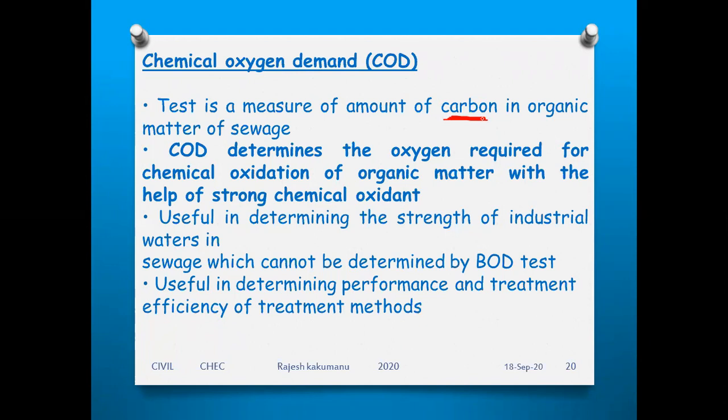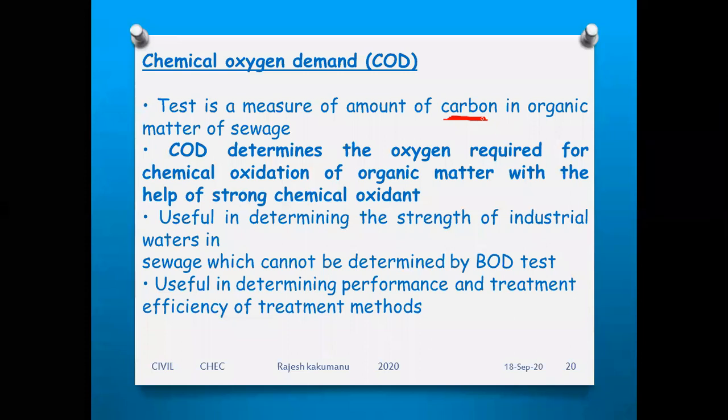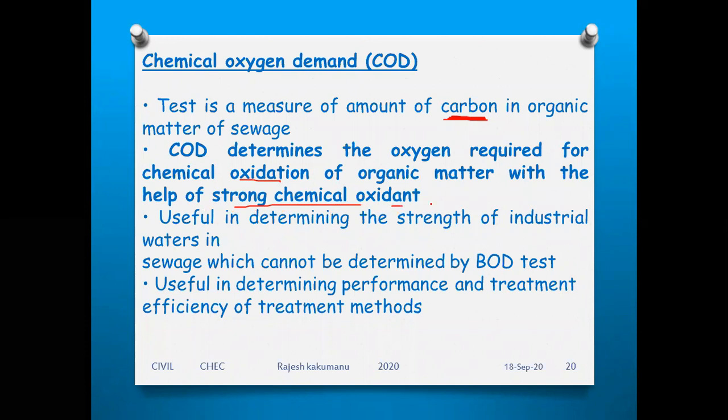COD determines the oxygen required for chemical oxidation of organic matter with the help of a strong chemical oxidant. So what they are ensuring here, this is used for testing the carbon content in the sewage. Thereby, how to determine it? It is used for the chemical oxidation of organic matter with the help of a strong chemical oxidant. Next, useful in determining the strength of industrial wastes in sewage, which cannot be determined by the biological oxygen demand test.